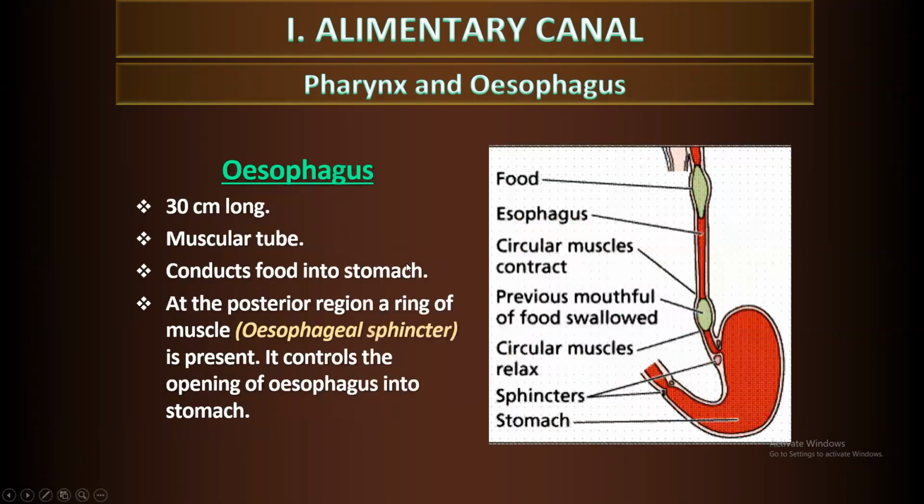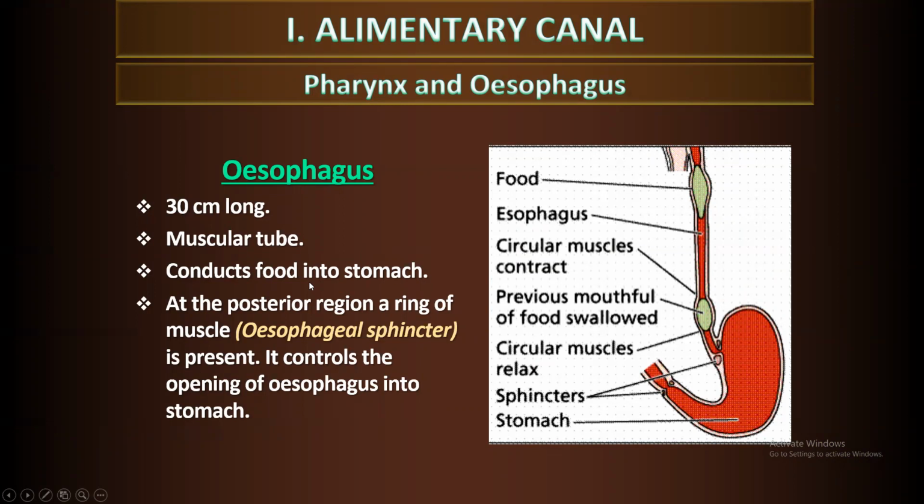Then the esophagus. It is a tube that lies between the pharynx and stomach. The length of the esophagus is approximately 25 to 30 centimeters. As per NCERT, it is given as 25 centimeters long. It is a muscular tube. So what is the use of this esophagus? It conducts food material into the stomach.